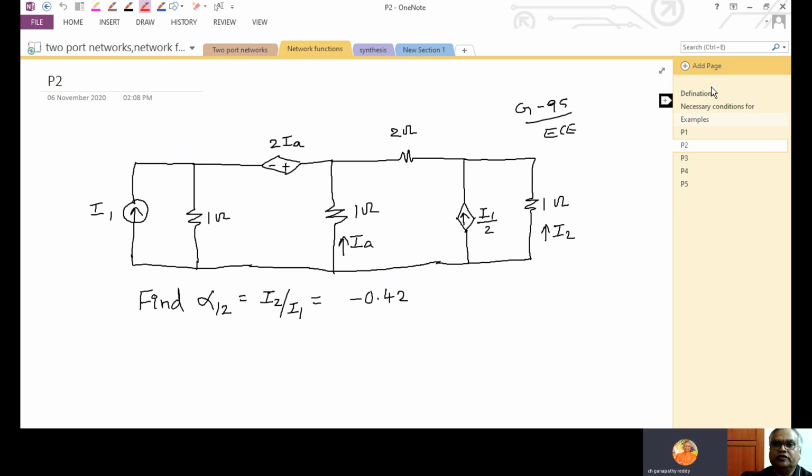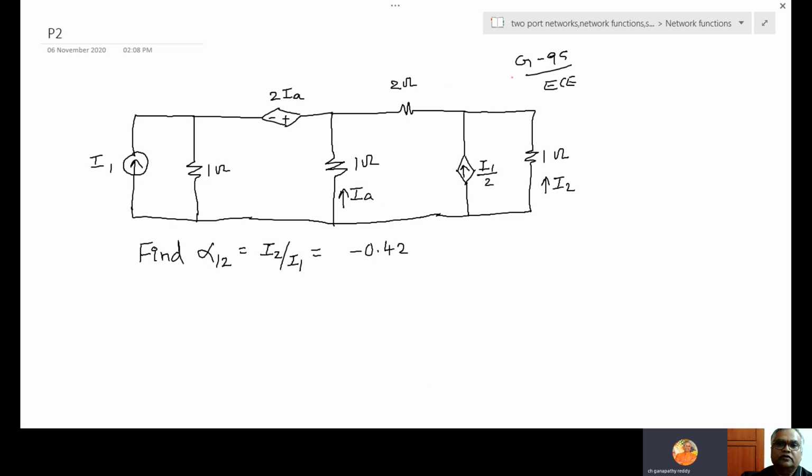Similarly, another problem, the second problem asked in GATE 95. In the old model, at 95, they used to ask essay type questions also. But in this case, find alpha 1 to I2 by I1. So I2 is given here, I1 is given here.